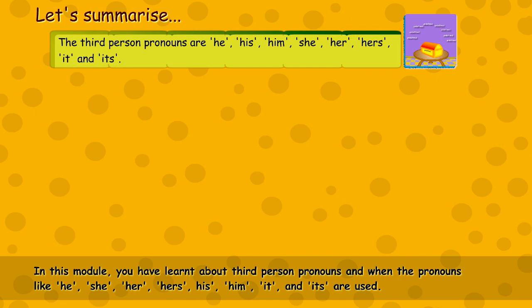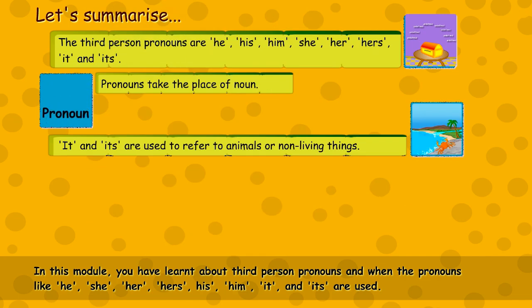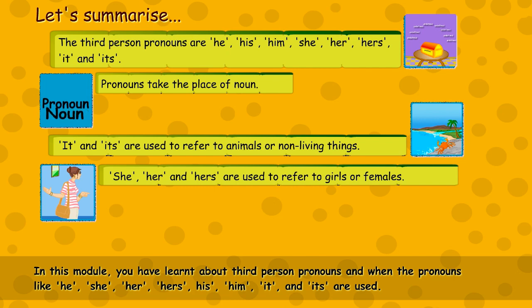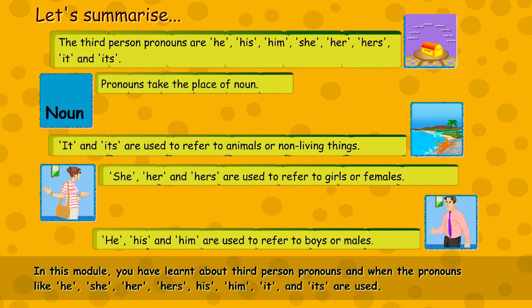Let's summarize. The third-person pronouns are he, his, him, she, her, hers, it, and its. Pronoun takes the place of a noun. It and its are used to refer to animals or non-living things. She, hers, and her are used to refer to girls or females. He, his, and him are used to refer to boys or males.